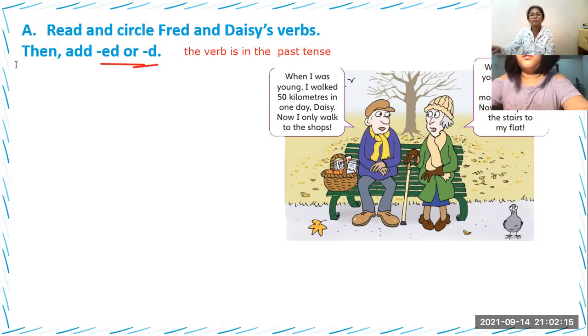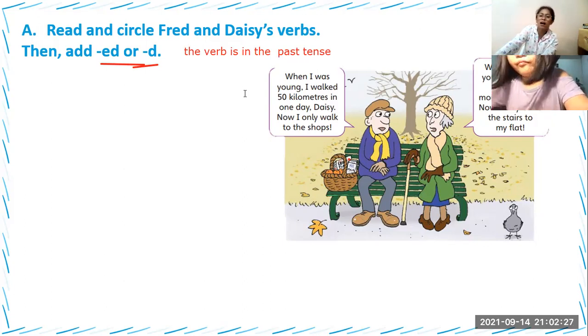Now, can you please read? I am the boy here and you are the girl. Okay, go. When I was young, I walked 50 kilometers in one day. Now I only walk to the shops. When I was a young woman, I climbed mountains, friend. Now I only climb the stairs to my flat. So they're already old, Mary, right?